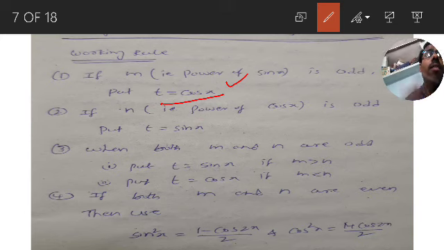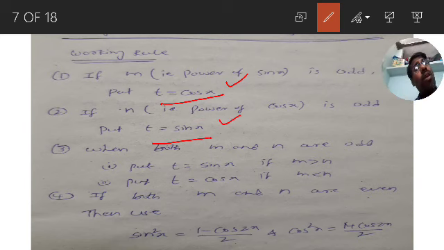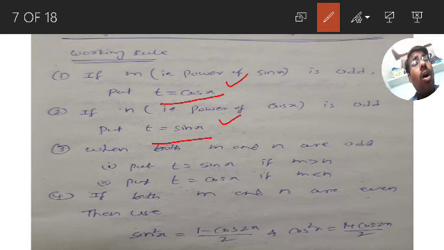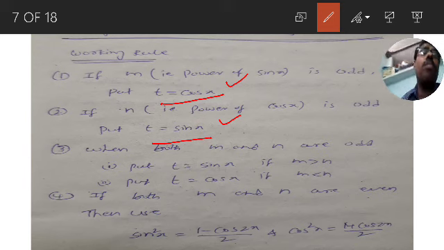If the power of cos x is odd, then put t is equal to sin x. Reverse: if the sine power is odd, then put t is equal to cos x, and if the cos power is odd, then put t is equal to sin x. Are you getting, guys? This is a working rule.